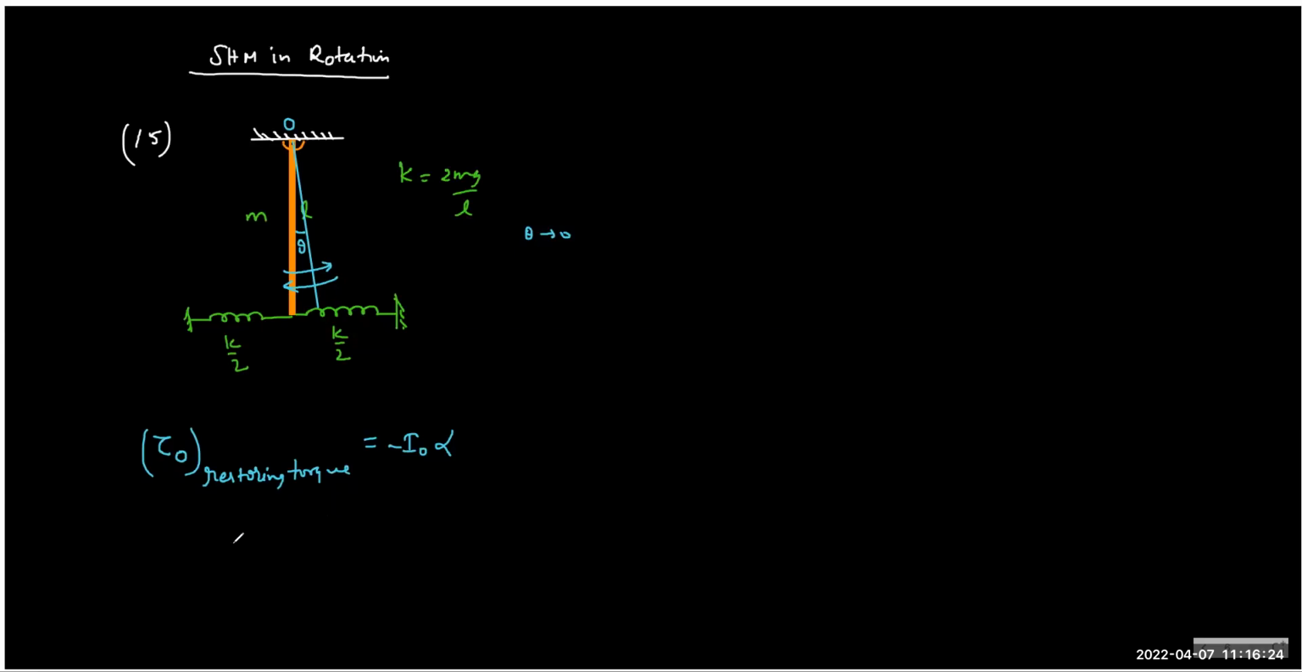And what do you do next? You compare alpha equals to the standard form. So this is the procedure you need to follow. First step is to tilt from the mean position. Step two, find the net restoring torque about the point of oscillation, the hinge point about which you oscillate. Then third, compare with this formula and you should get the answer.